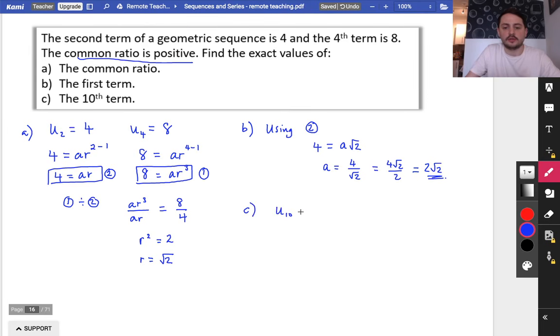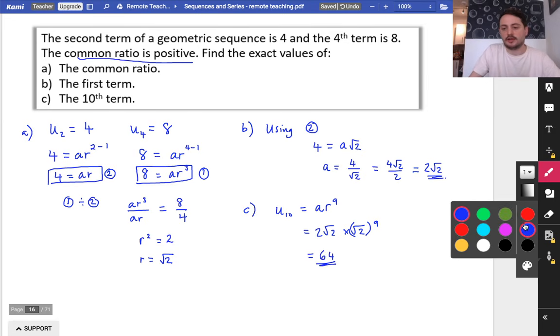And the 10th term that we're now going to work out, we're going to say what U10 is. Well, we know that U10 is ar to the 10 minus 1, ar to the 9, which is going to be 2 root 2 times root 2 to the power of 9. I'm going to be super lazy and just put this in my calculator. So we have root 2 to the power of 9 times 2 root 2, and we get 64.